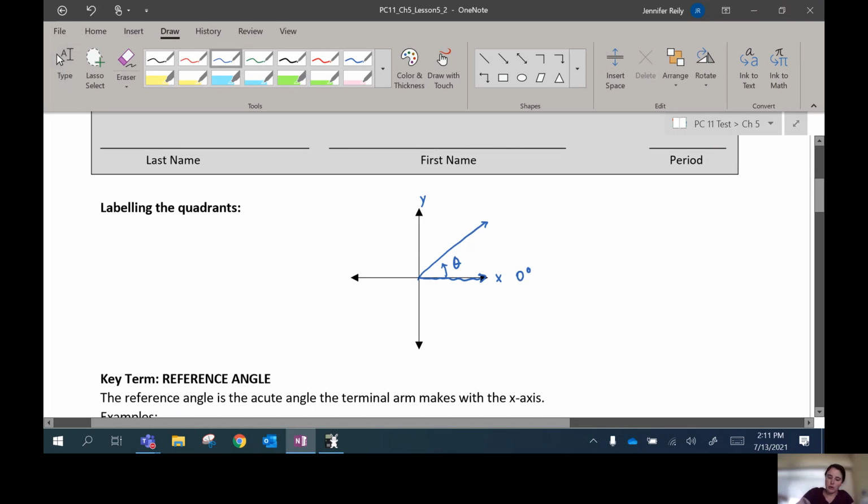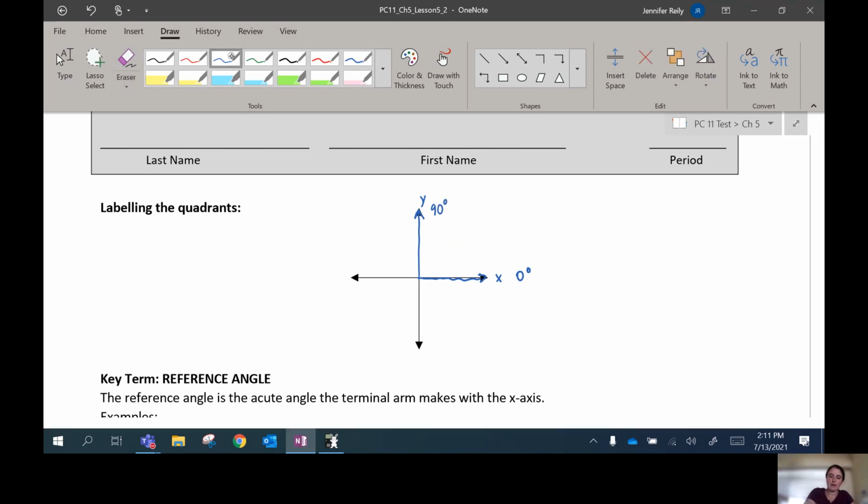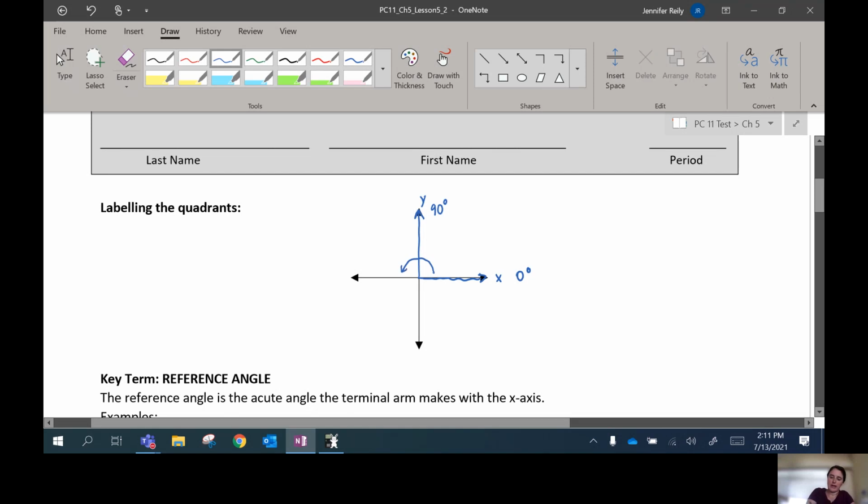So when we make it to the y-axis here, this would be 90 degrees. So you should be labeling this as well on your grid. If you go all the way to the negative x-axis, that would be 180 degrees. Halfway around a circle is 180. Adding another 90 there, if you're at the negative y-axis, that would be 270 degrees around the circle. And then all the way back to the beginning would be 1 complete circle, so 360 degrees. Okay, so that's where we lie.